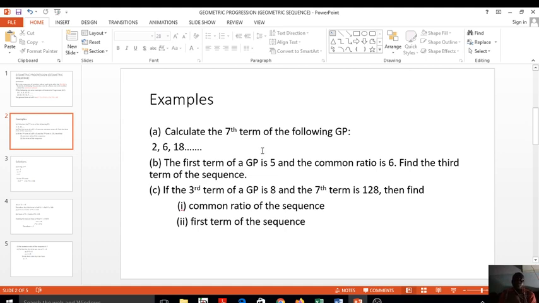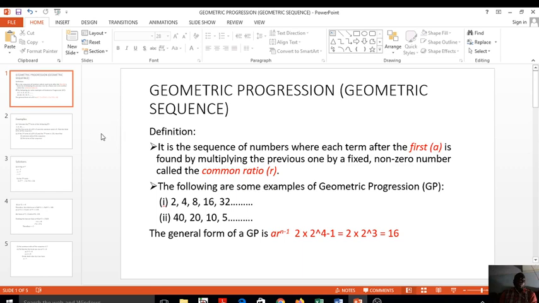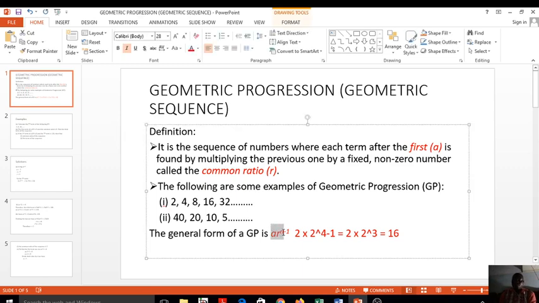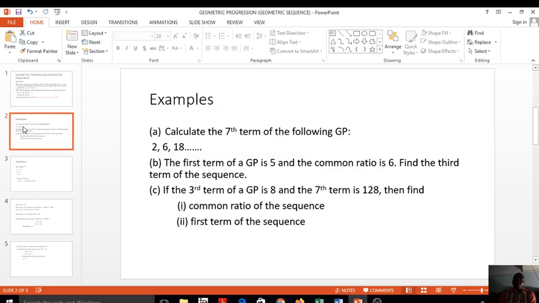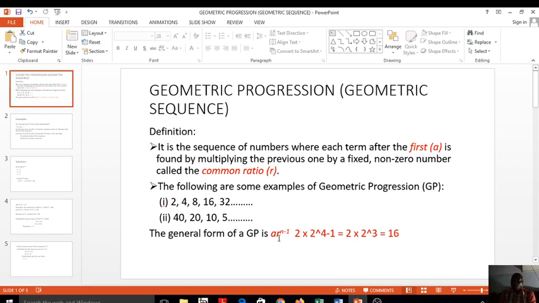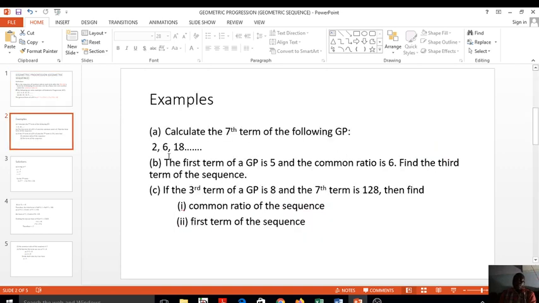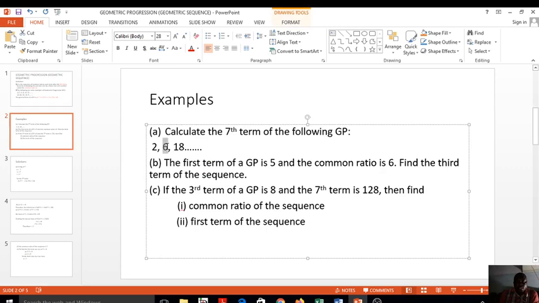Very simple here. What we're going to do is quite easy. You still use the general form of geometric progression, which is ar to the power n minus 1. Where there is a, you put a 2. And where there is an r, you need to find r. For you to get r, you simply take the next number, which is 6, divided by 2. We're getting a 3. Or you may say 18 divided by 6. You are still getting a 3. So our r in this case is 3.